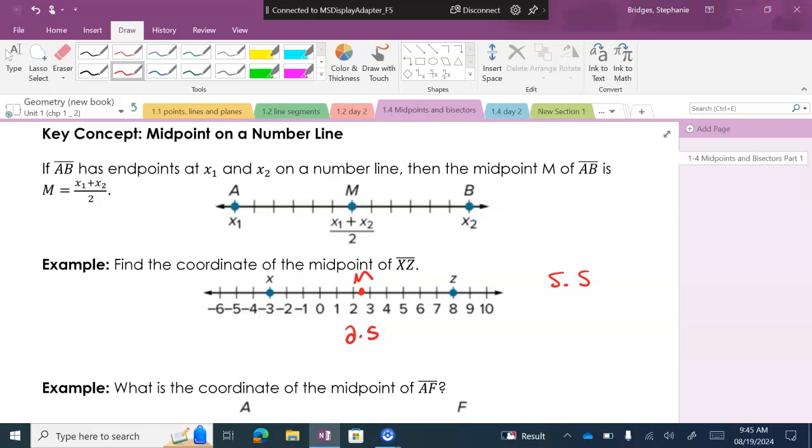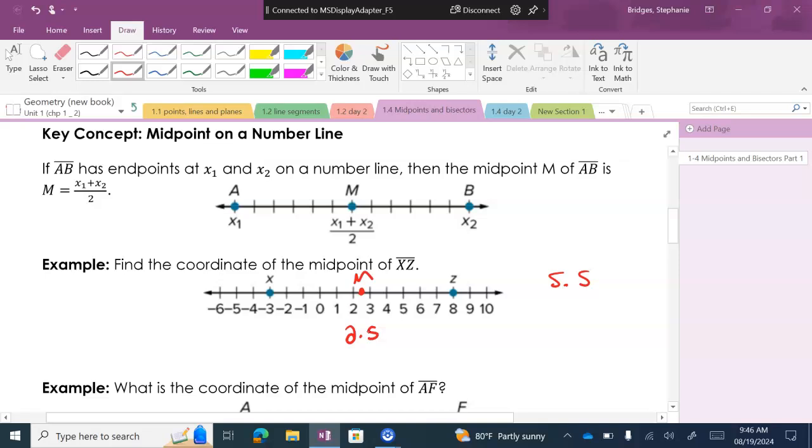Let me give you this number line. You don't have to write this down. I just want you to kind of. So, just real quick, in your head, do this thing. Add the 2 together, divide by 2, and tell me what the coordinate of my midpoint is.